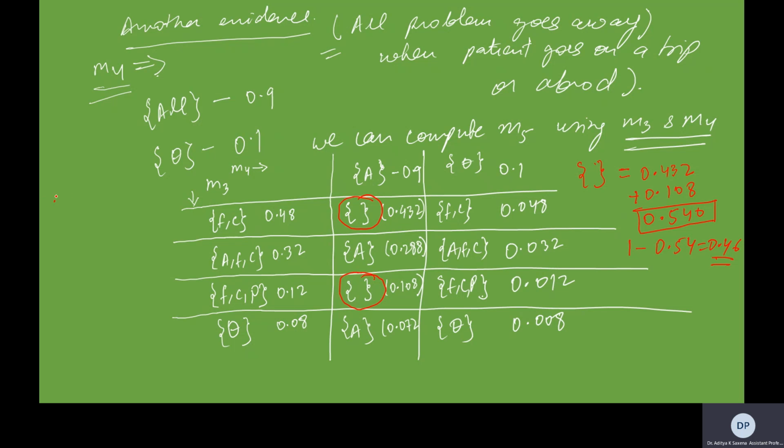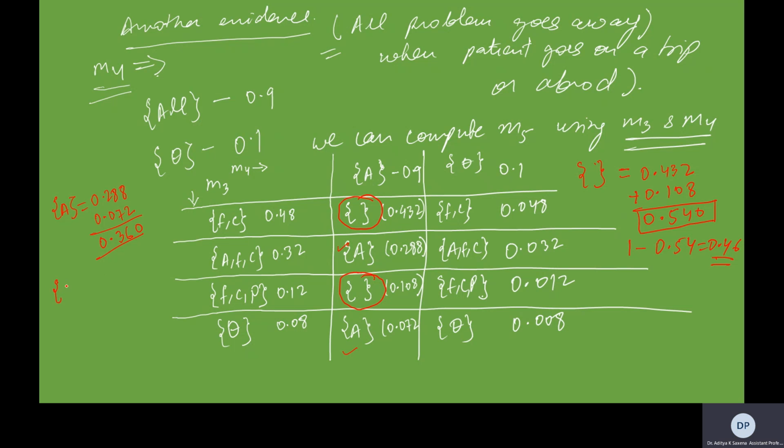What is the belief of A in M5? See, A came here, A came here. Anywhere else A came? No. You add it. 0.288 plus 0.072. What will be the value? 8 to 10, carry 1, 9 plus 7 is 16, carry 1, 3. So it is 0.36.